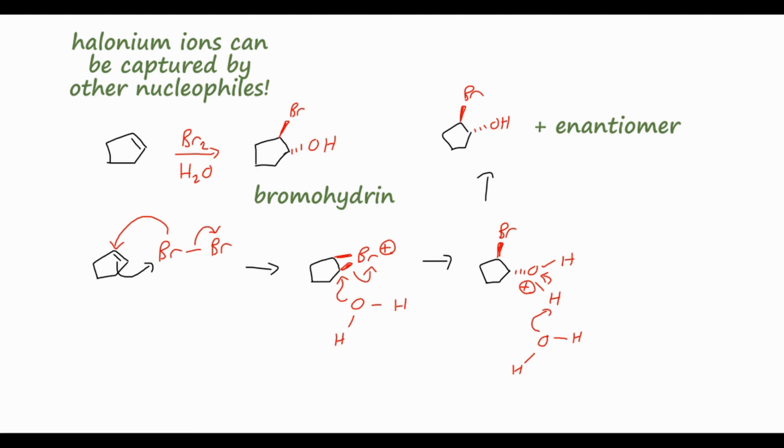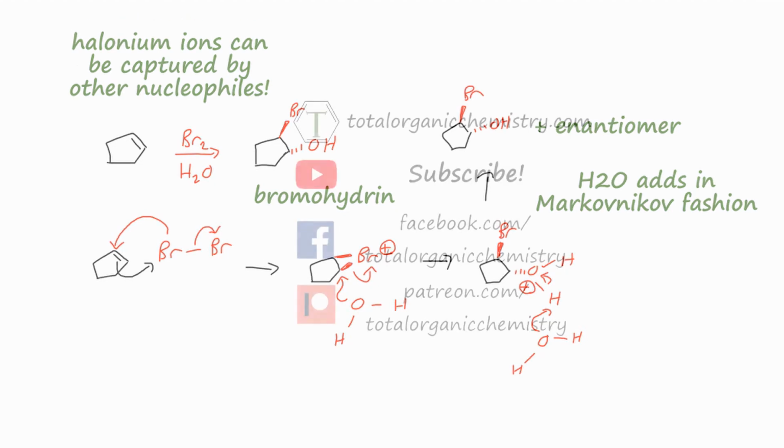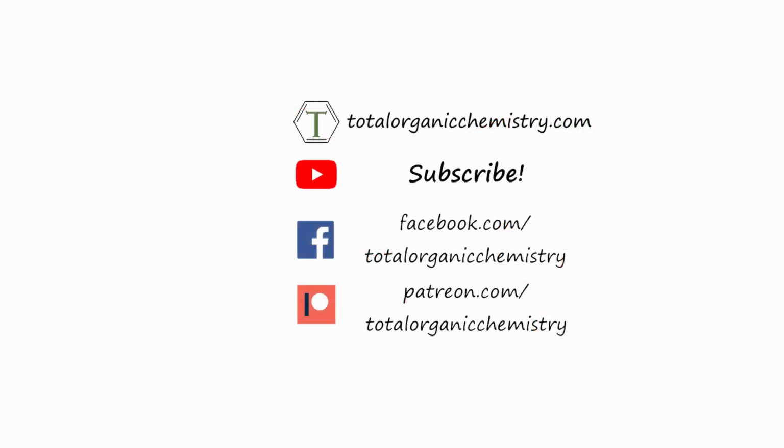And when using other nucleophiles in addition to just the halogens, we will have the other nucleophile, so in this case the water, adding in a Markovnikov fashion. So if we had a more substituted alkene, we would have that water adding to the more substituted carbon, and the bromine would add to the less substituted carbon, because of the ring opening reaction that proceeds in sort of a pseudo SN1 fashion. So I hope this video helped introduce you to electrophilic additions to alkenes and how to halogenate them.